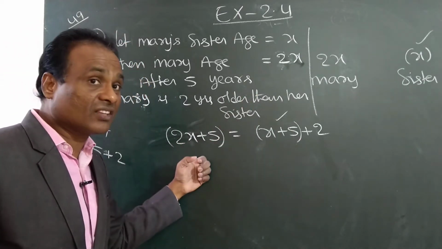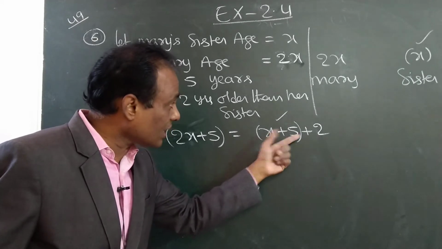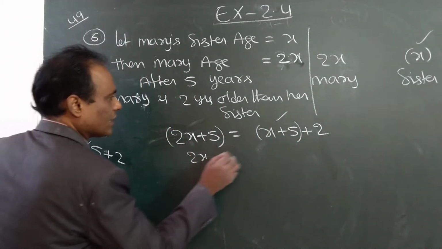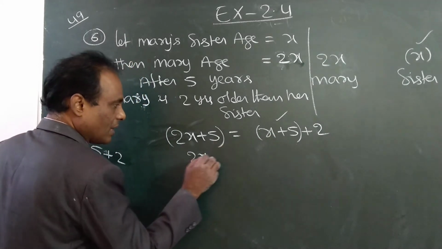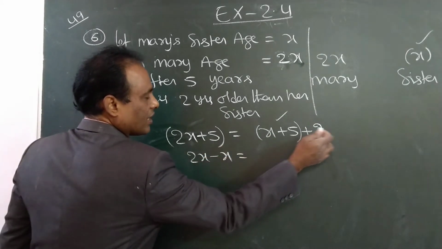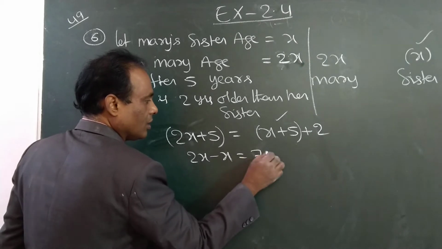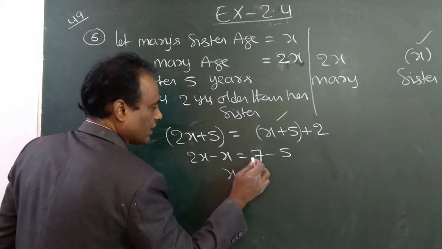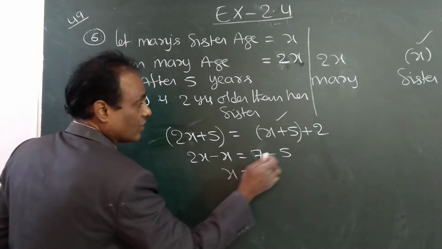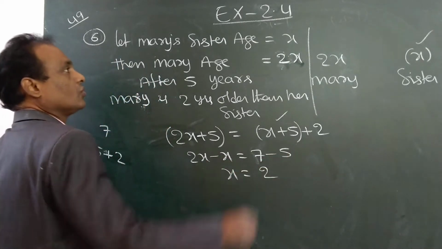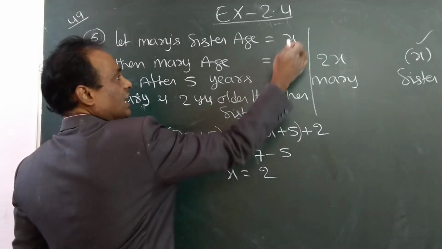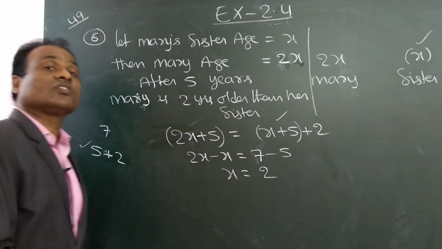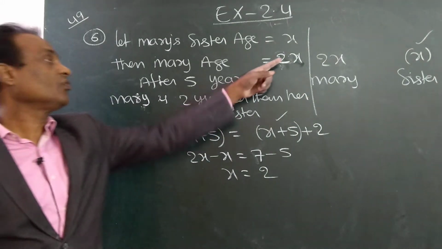So how to get Mary's age then? Add 2 to her sister's age, then we will get Mary's age. That's all. So here onwards, 2x plus x this side minus x is equal to 5 plus 2, 7 plus 5 that side minus 5. 2x minus x is x, 7 minus 5 is 2. So sister's age is x, sister's age is 2, Mary's age is 2 into 2, 4. So sister is 2 years old, Mary is 4 years old.